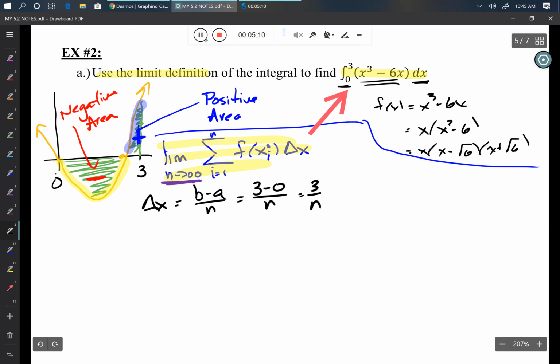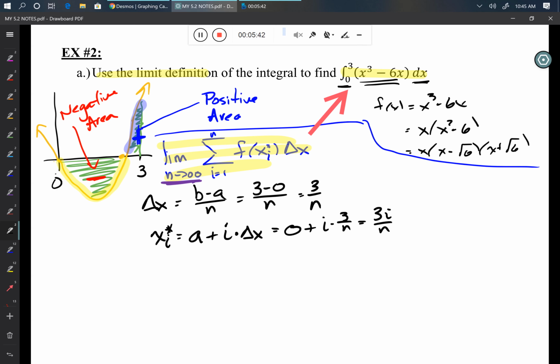Okay? The next question is, what is x sub i star? Well, it doesn't say in the problem whether we should use rights or lefts or midpoints. So I'm going to use rights because it's the simplest formula. And the formula for right says it's always a plus i times delta x, or for this example, a is 0, plus i times delta x, which is 3 over n. Or if we clean it up, we get 3i over n. And there's our x sub i star, our sample points.